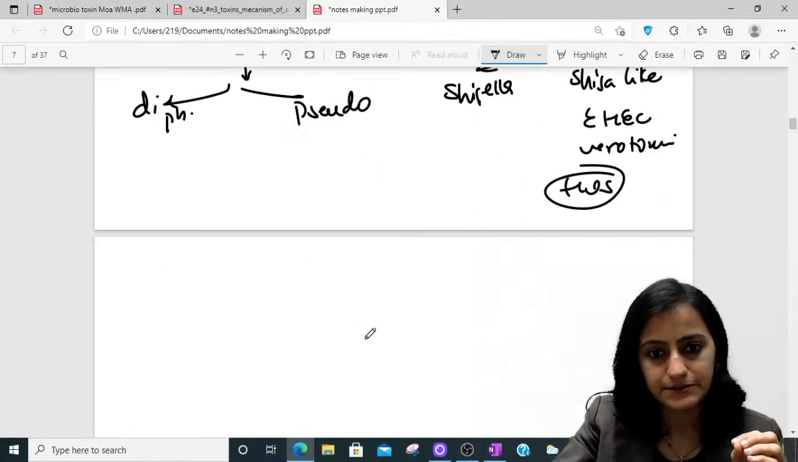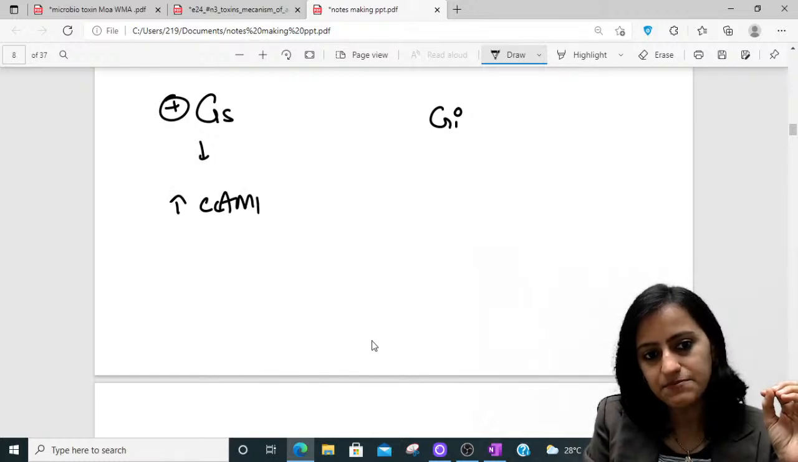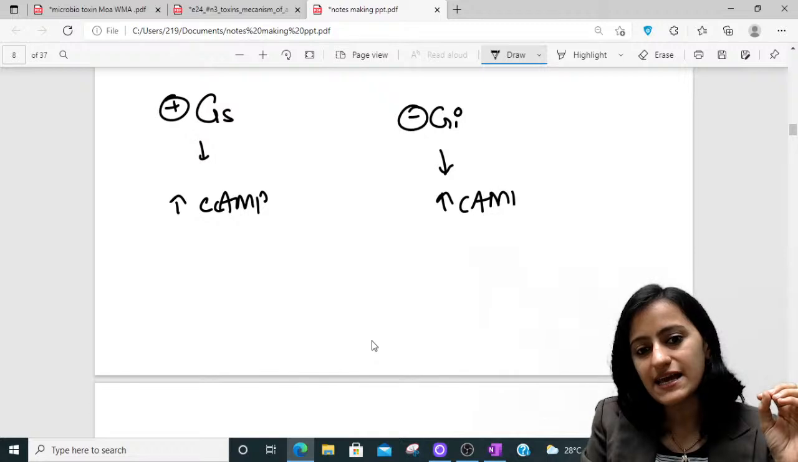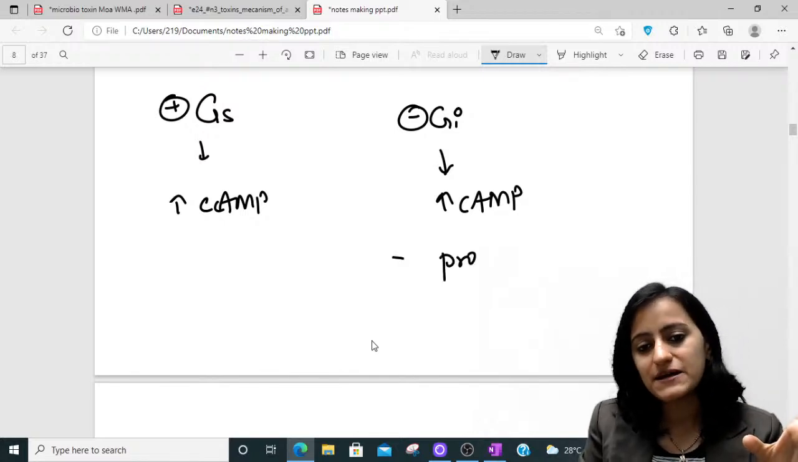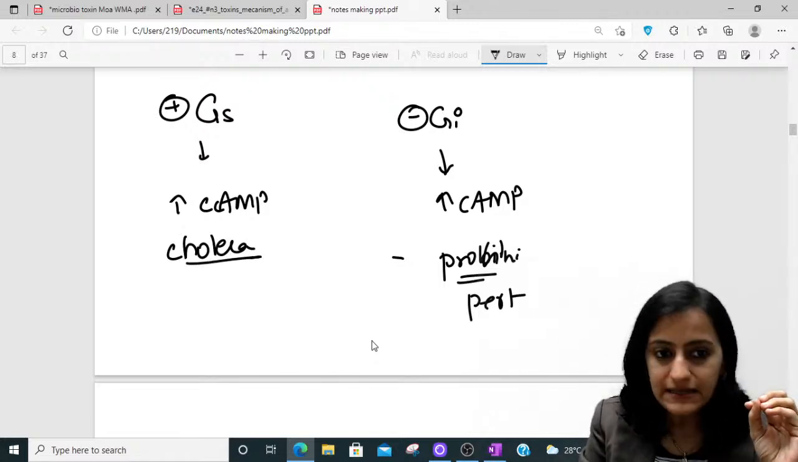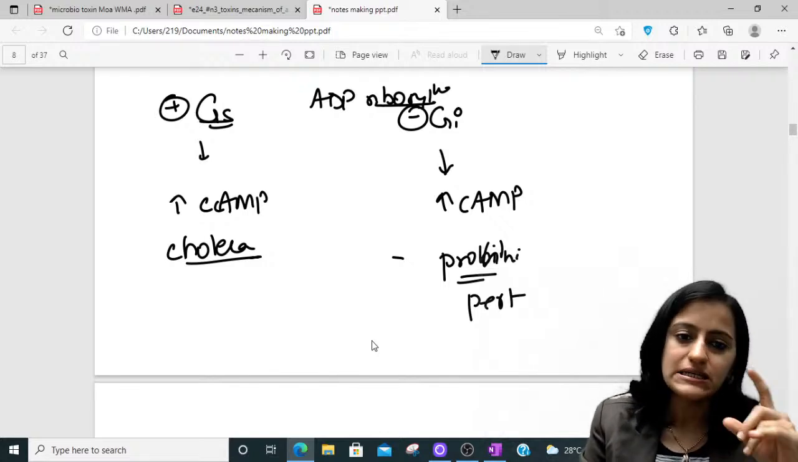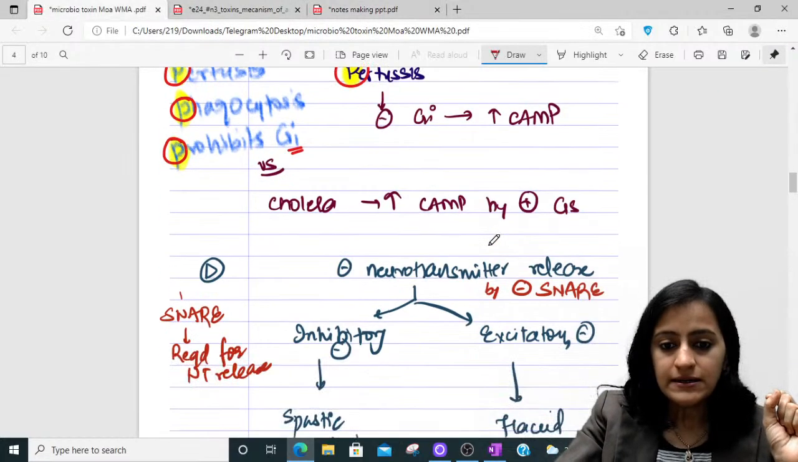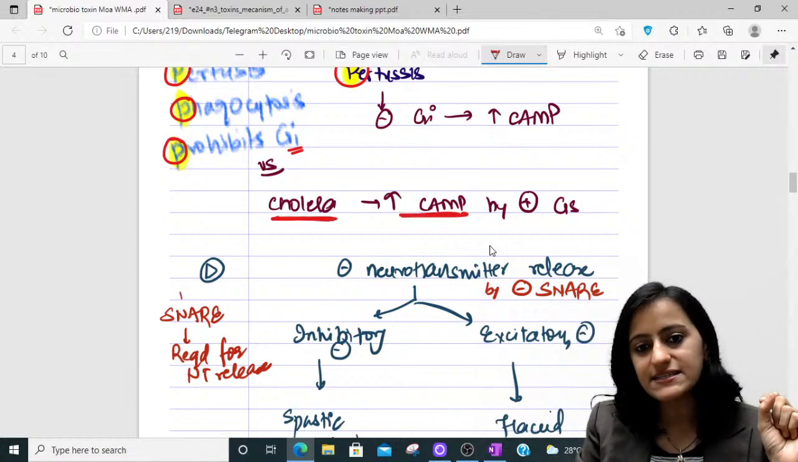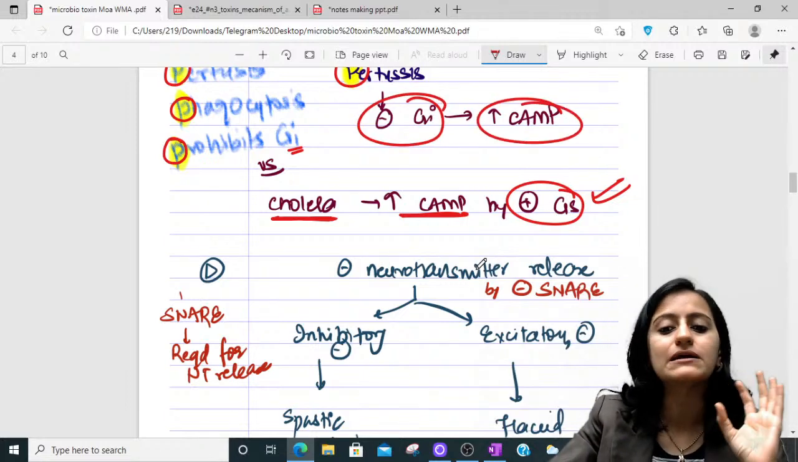Let me write down here. So you have Gs and you have Gi. When you stimulate your Gs, it increases your cyclic AMP. When you inhibit your Gi, it also increases your cyclic AMP. So the toxin which acts by inhibiting the Gi, not by stimulating the Gs, is pertussis. While cholera acts by stimulating the Gs. These act by ADP ribosylation: ADP ribosylation of Gs is cholera, of Gi is pertussis. Cholera increases cyclic AMP by stimulating the Gs, while pertussis increases cyclic AMP by inhibiting your Gi.